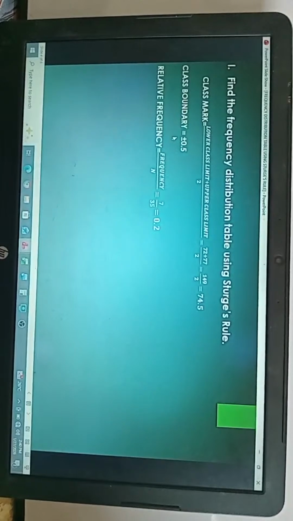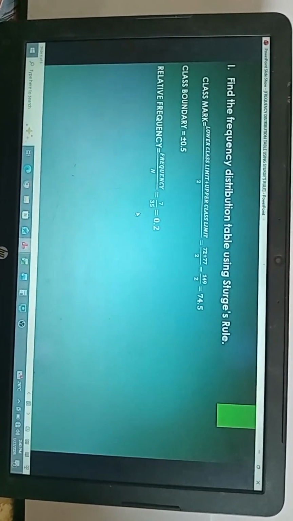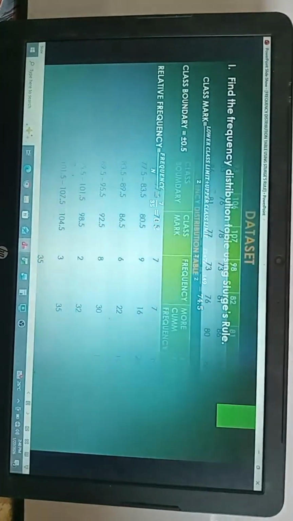We are going to see it in the next slide. Then our relative frequency, that is individual frequencies over the total data set, that's 35. That is 7 over 35, maybe another frequency is 2 over 35, another frequency is 5 over 35. So everything is going to be shown in the next slide.